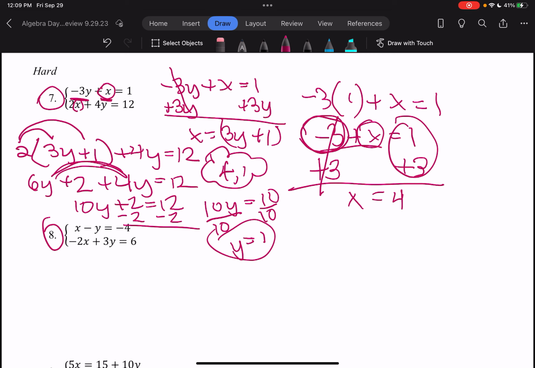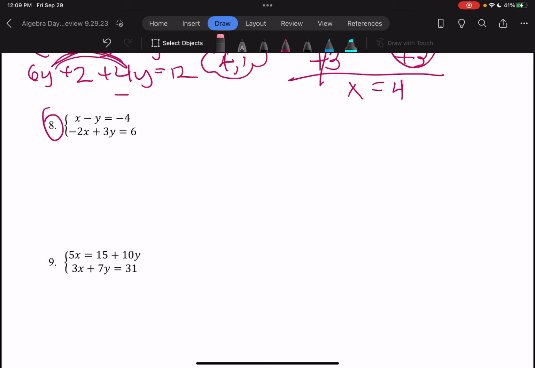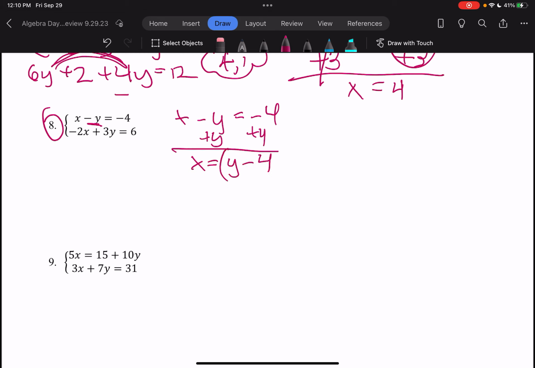All right, let's look at number 8. Number 8 is very similar in that I have no coefficient of x and I have a negative coefficient for y in the first one. That one therefore looks like the easiest one for me to use. So I'm going to add y to both sides and I'll get x equals y minus 4. That's so much easier to plug in now. So I'm going to put parentheses around that, put it here where the x is, negative 2 times (y minus 4), make sure you pay attention to that negative, plus 3y equals 6.